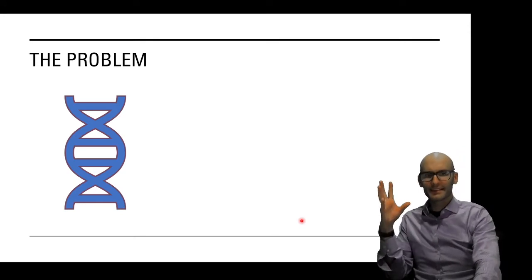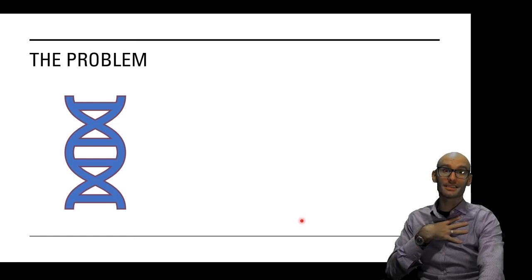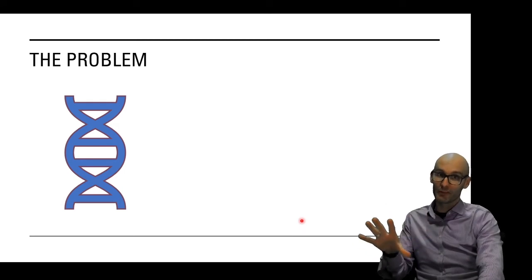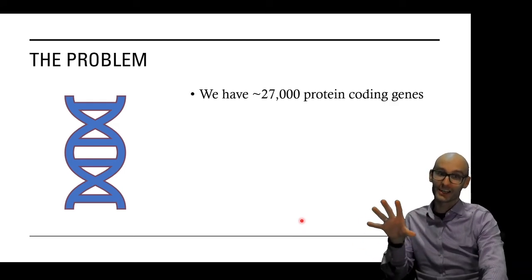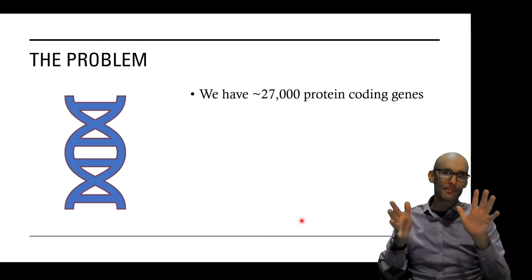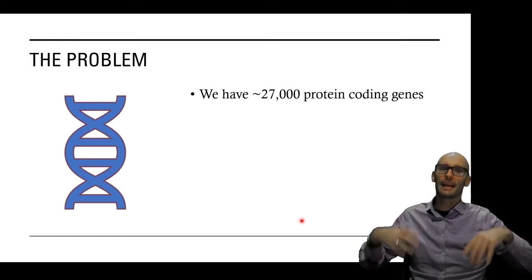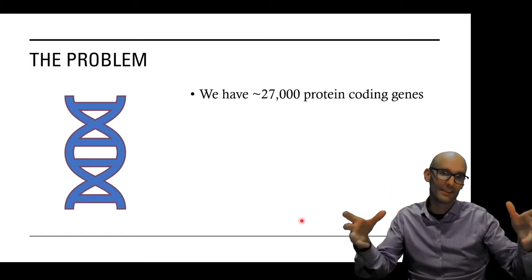But here, there's an interesting problem, and I love this problem. And I'm an innate immunologist, but I must admit this is where the adaptive immune system gets pretty freaking cool, right? So here's the problem. The human genome contains around about 27,000 protein coding genes. Those genes contain the recipe for 27,000 proteins.